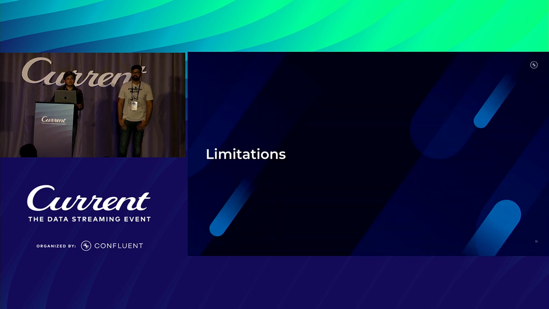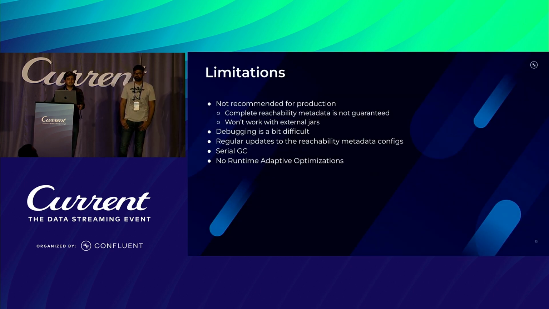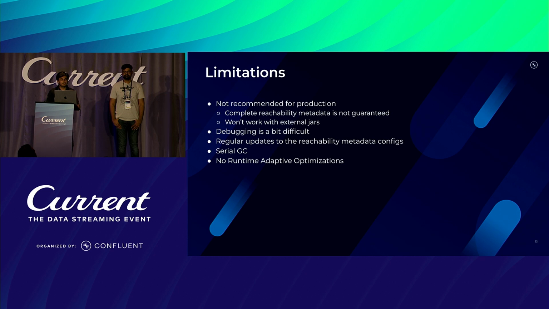So this image does have a lot of good things, but it comes with its own set of limitations. Firstly, as mentioned in the beginning of the session, this is not recommended for production. Why? Because for the reachability metadata that we create using the native agent, we can never guarantee that it has the complete set of dynamic features. Since we can't guarantee that, we can't recommend it for production use cases.